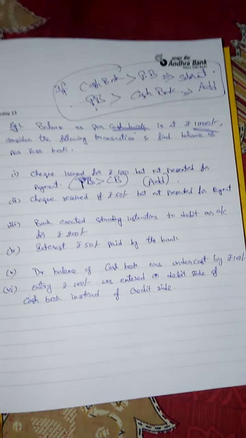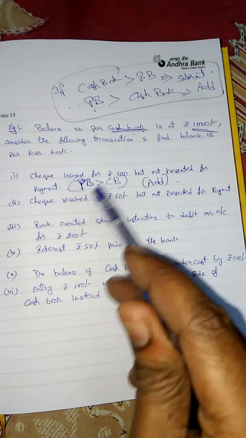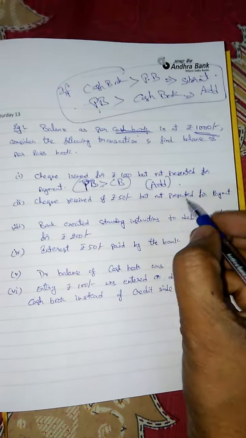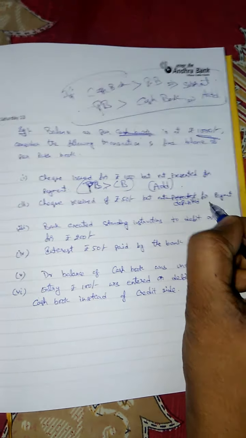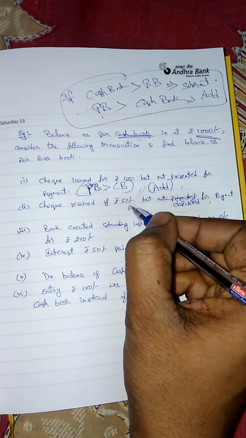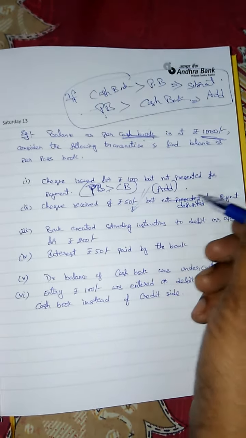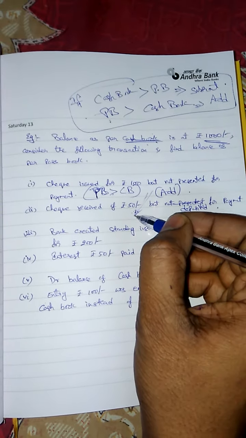Clear? Next. Check received of ₹50 but not presented. Some customer has given me a check; he made his payment by way of check. I have received a check of 50 but I have not deposited it in my bank. As soon as the check is received, I'll consider this 50 as my inflow. Debit what comes in, credit what goes out. Since it is coming in, I'll enter this under the debit side of my cash book.